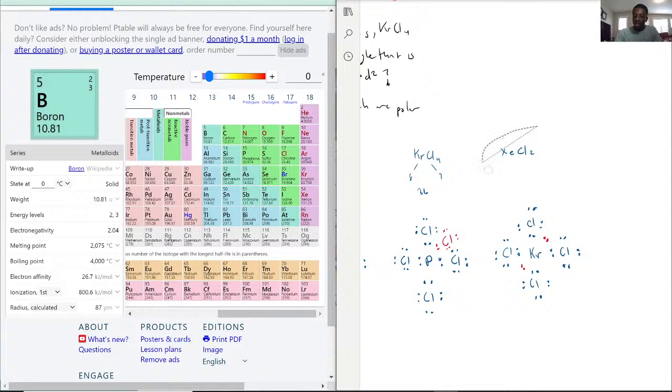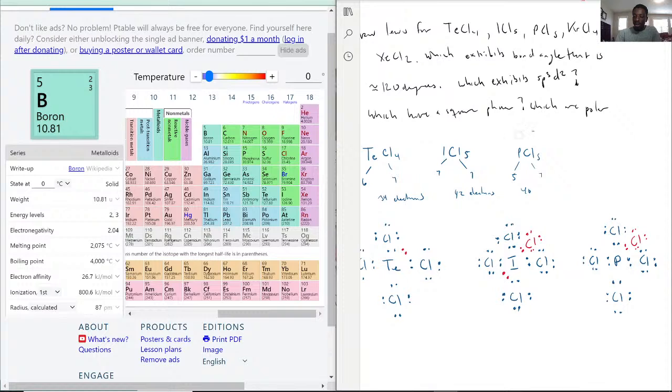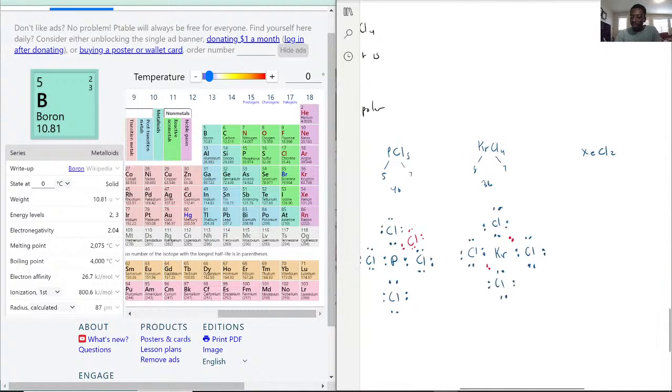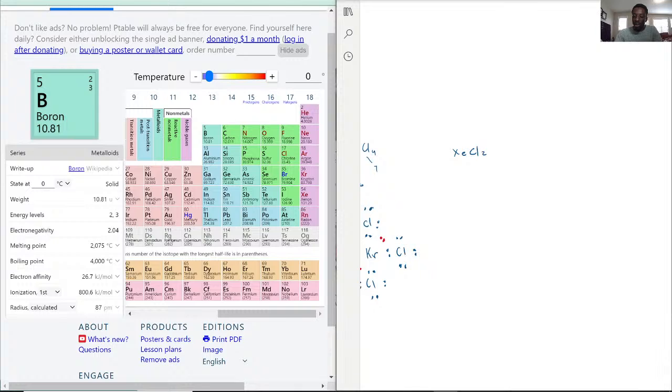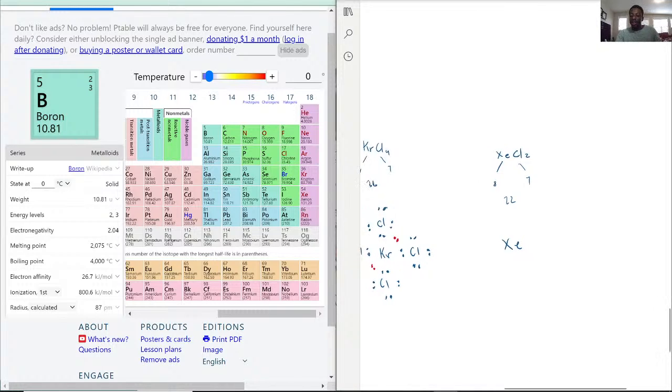Okay, so maybe I should actually move these a little bit because we want them to kind of match where they're hovering over. So this is krypton. This is PCl5. This is ICl5. Okay, so the last one is XeCl2. And that's going to be xenon in the middle again. Xenon has 8 electrons because it's on the 18th column. Chlorine still has 7. So 7 times 2 plus 8. 22 electrons we need to deal with. Thankfully it's a lot smaller.